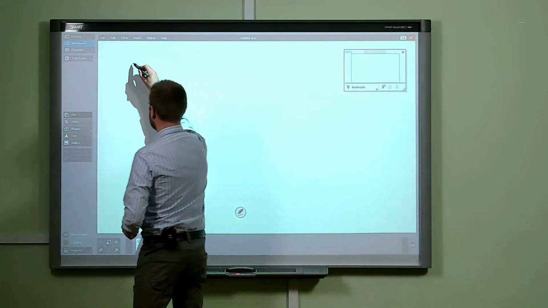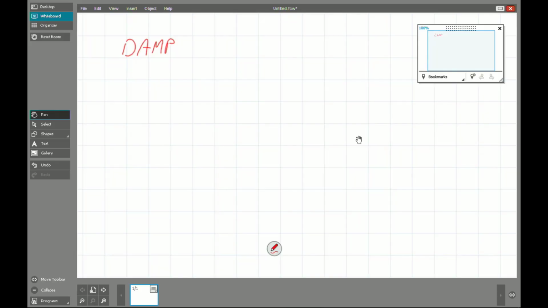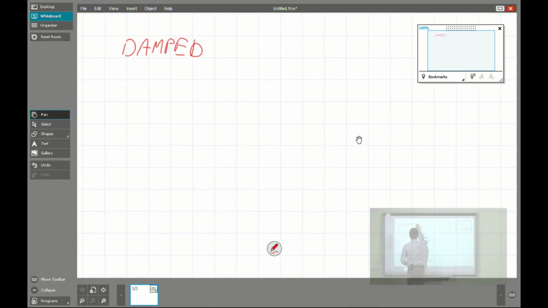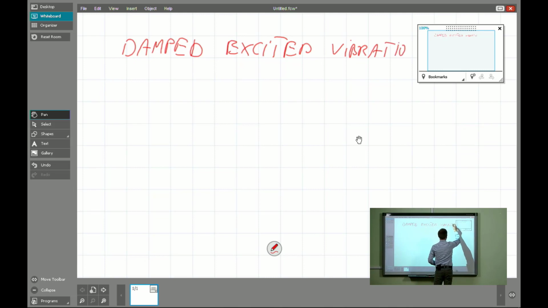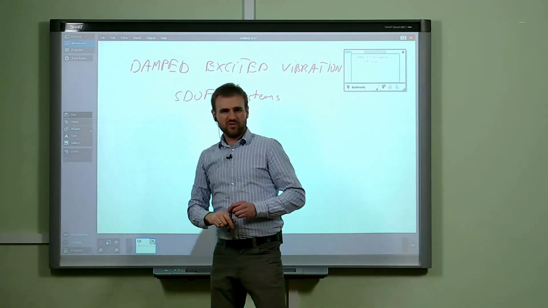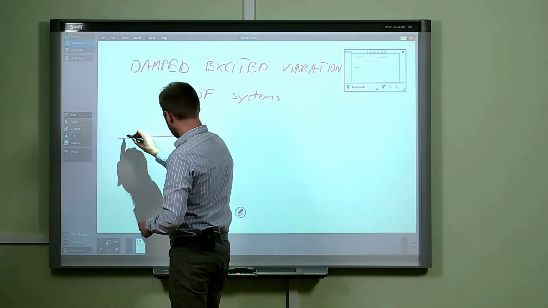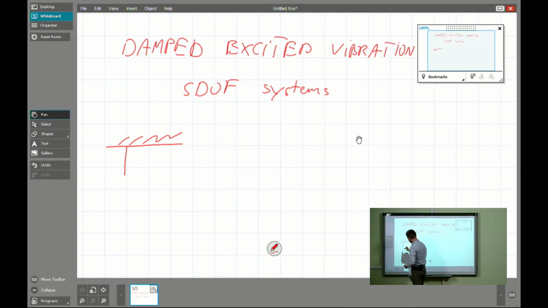It will be about damped excited vibration, and like last time, it will be about single degree of freedom systems. And in our previous movies, we were considering such a case.